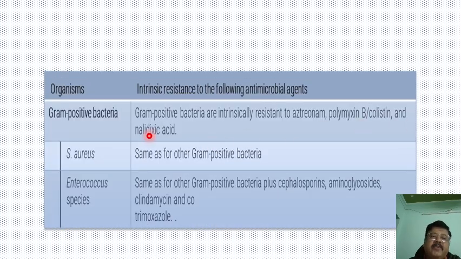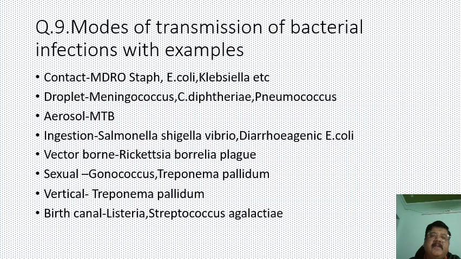Then gram-positive bacteria: gram-positive bacteria are intrinsically resistant to aztreonam, polymyxin B, colistin, and nalidixic acid. Staphylococcus aureus: same as for the gram-positive bacteria. Enterococcus species: same as for the gram-positive bacteria, plus cephalosporins, aminoglycosides, clindamycin, and cotrimoxazole. So these are all intrinsic resistances.